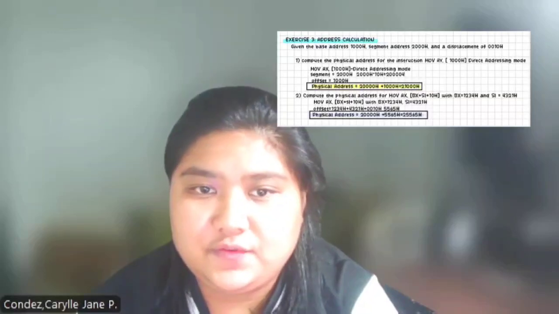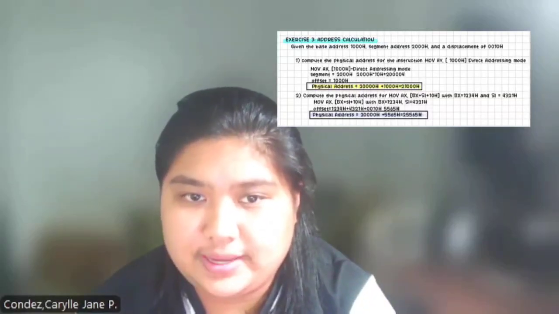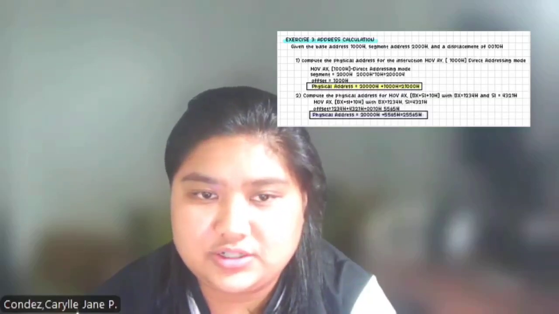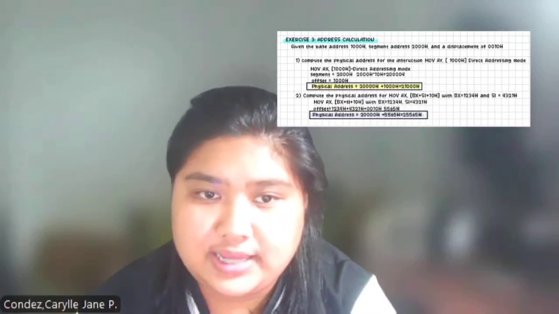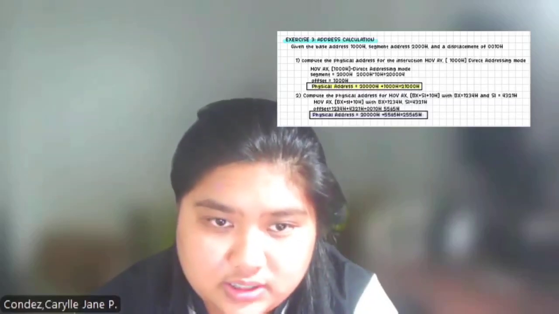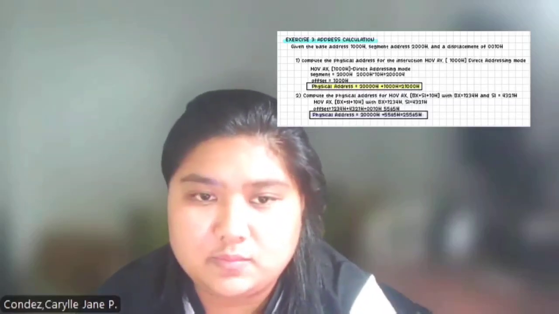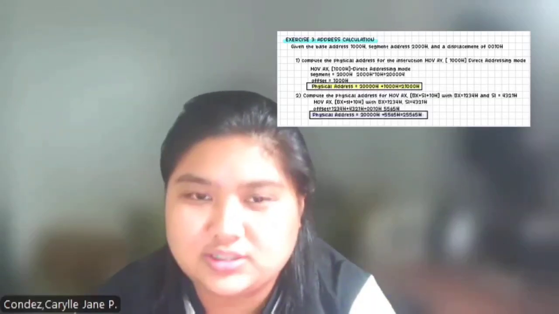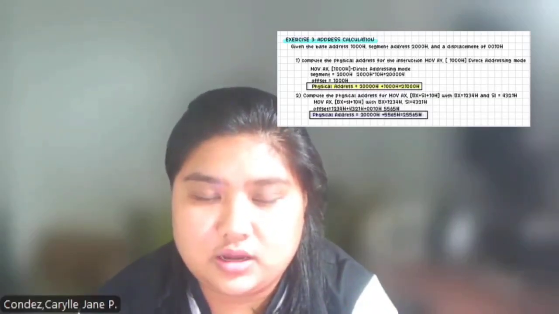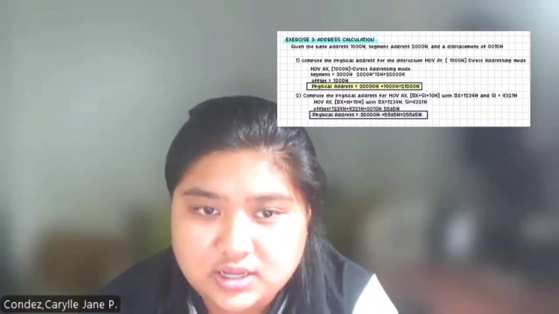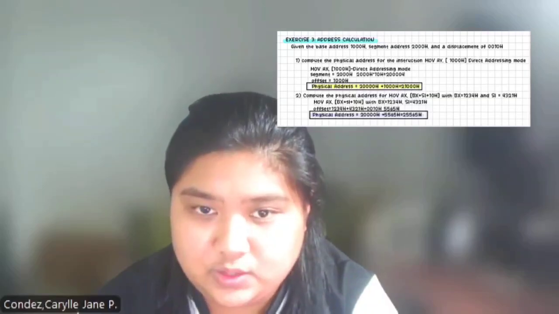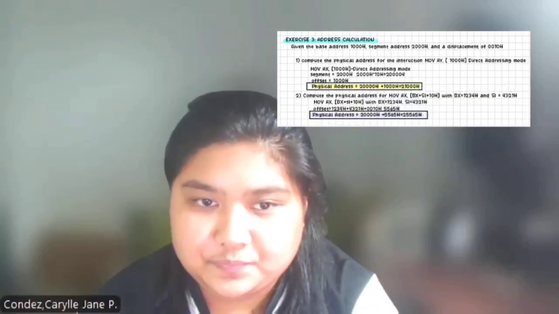So for exercise number three, the exercise checks if you can compute the physical address used by an instruction. So for number one, to compute the physical address, you multiply segment by 10H. So it is 2000H times 10H equals 20,000H. And then add the offset which is 1,000. So physical address equals 20,000 plus 1,000H equals 21,000H.